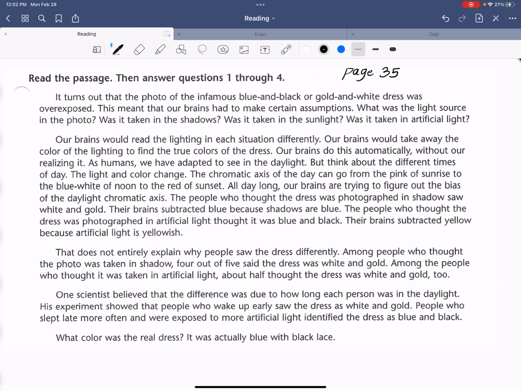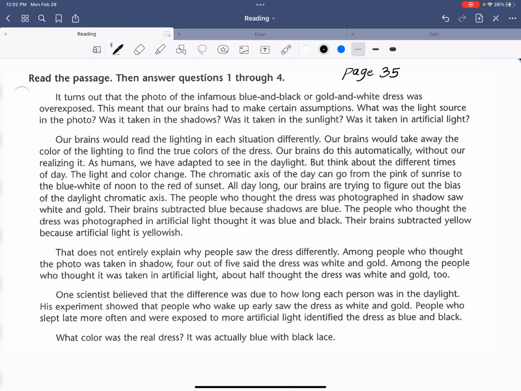As humans, we have adapted to see in the daylight. But think about the different times of day. The light and color change. The chromatic axis of the day can go from the pink of sunrise to the blue-white of noon to the red of sunset. All day long, our brains are trying to figure out the bias of the daylight chromatic axis.